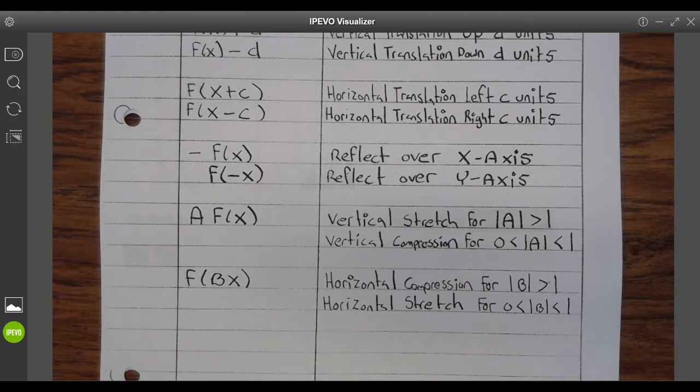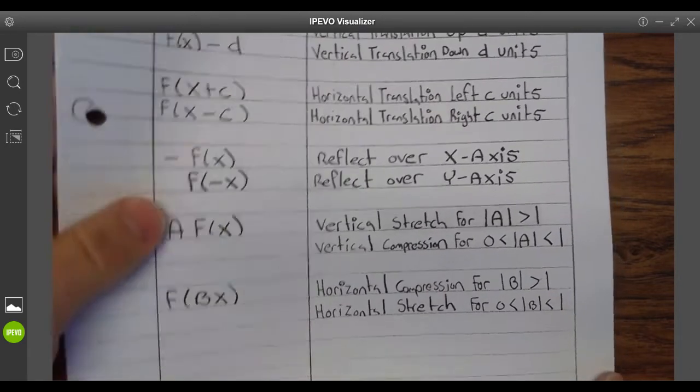F of b x is a horizontal compression when the absolute value of b is greater than 1, and a horizontal stretch when the absolute value of b is greater than 0 but less than 1. All right, go ahead and finish reading up your notes. Let's take a look at the first example.